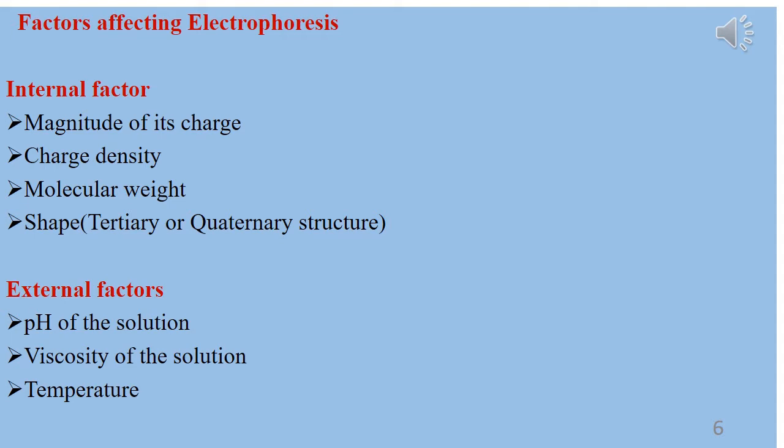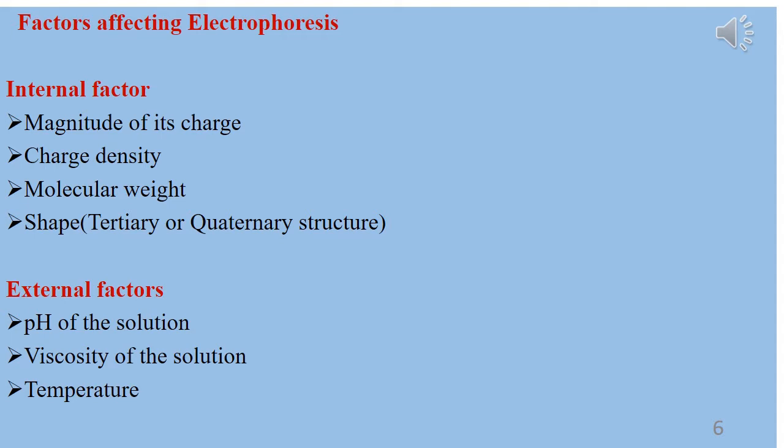Factors affecting electrophoresis. These include internal factors and external factors. Internal factors include magnitude of its charge, charge density, molecular weight, and shape. External factors include pH of the solution, electric field, viscosity of the solution, and temperature.